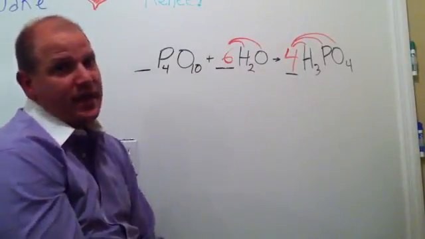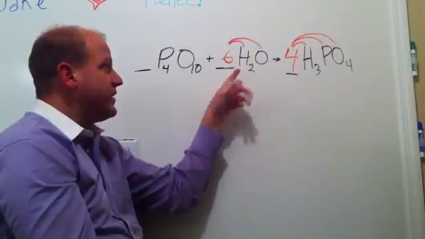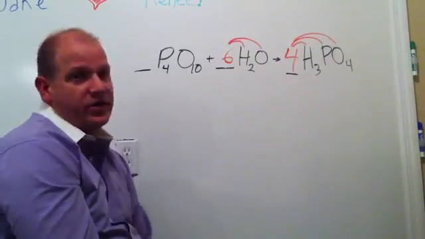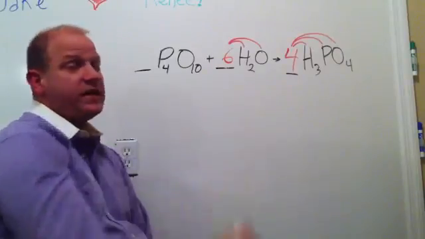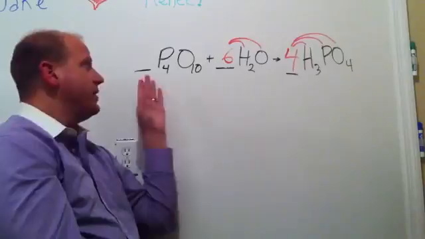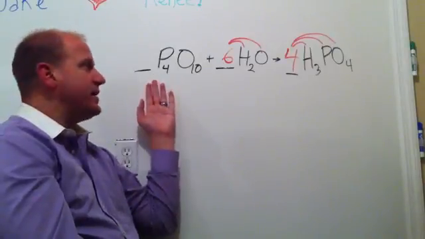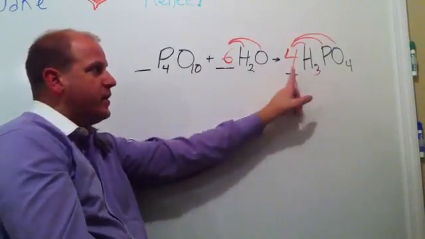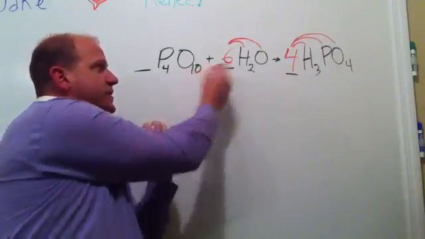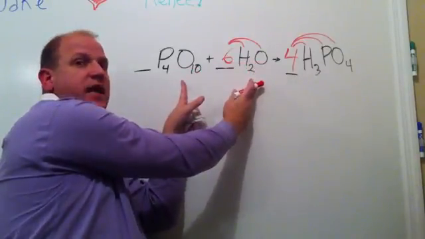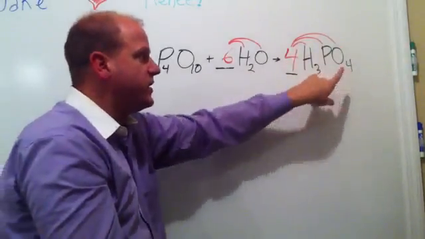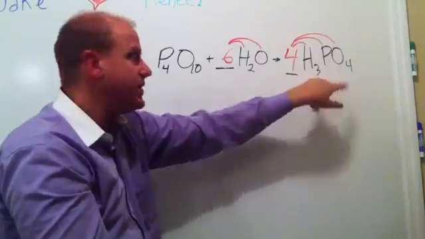So then I need to look at my hydrogen. I've got 12 hydrogen on my reactant side, and I've got 12 hydrogen on my product side. We could say it's balanced, but always, always, always double check your answers. Potassium, 4 on my reactant side, potassium, 4 on my product side. Oxygen, got 10 plus 6, so 16 on my reactant side. 4 times 4 gives me 16 on my product side.